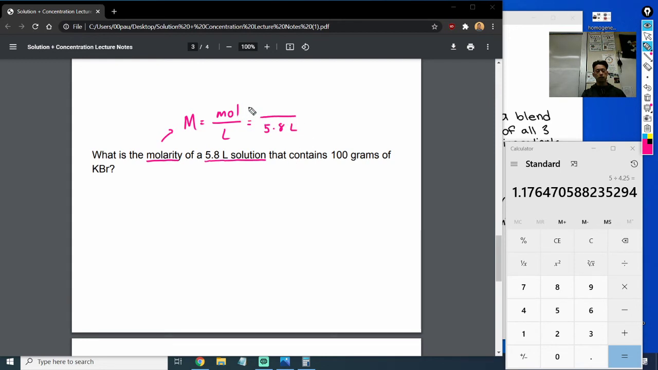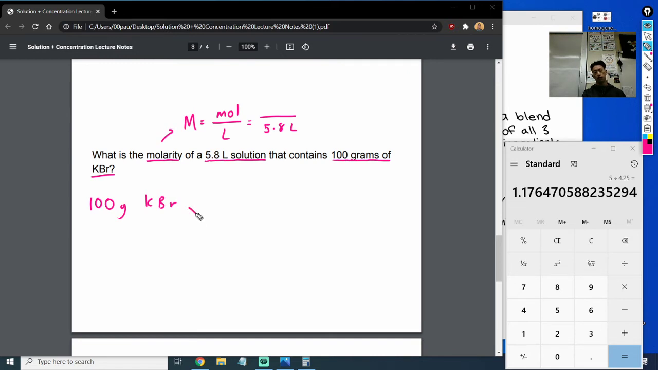Okay, now we just need to find moles. The problem is when you read the rest of the problem, it says that we have 100 grams of KBr. Now, we cannot put 100 grams in here because we're not looking for grams on the top. We want moles on the top, so we can't do that. So instead, we are going to have to turn 100 grams of KBr into moles of KBr.